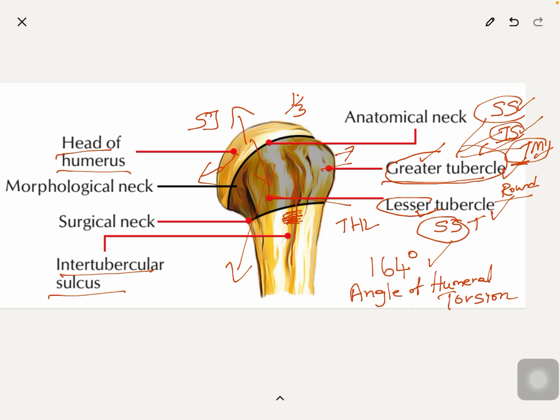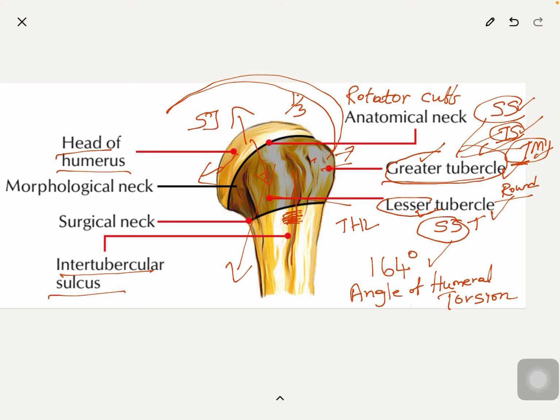So you have to understand these four muscles attached to this greater tubercle and lesser tubercle will form one cuff for the shoulder that will be called the rotator cuff. So that is one supporting mechanism for the shoulder joint, the rotator cuff. That may be the short notes, which is formed by four muscles.